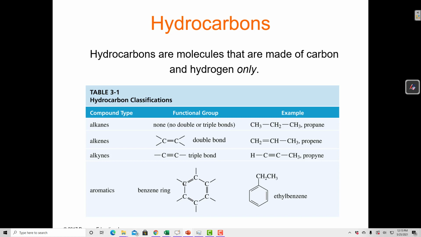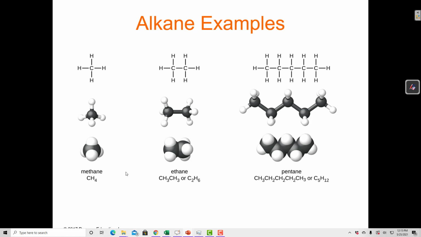Okay, so let's start with alkanes. So here's a couple of different alkanes. We have methane, which has 1 carbon, ethane, which has 2 carbons, and pentane, which has 5 carbons. So the prefixes, we'll look at these in a bit, but meth stands for 1 carbon, eth stands for 2 carbons, pent stands for 1, 2, 3, 4, 5, pent like a pentagon.